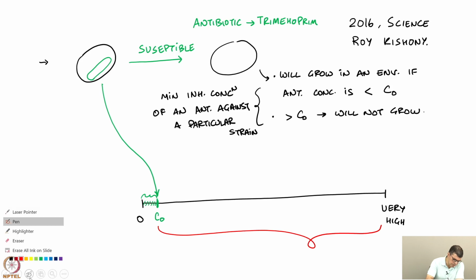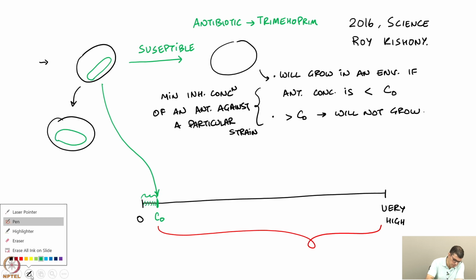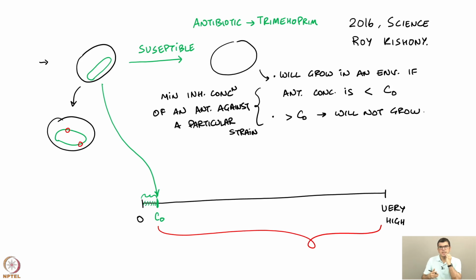However, what can happen is that this individual can evolve to acquire mutations. This is the genome, and it can acquire mutations, and these mutations can facilitate it becoming resistant to the antibiotic. As a result, the MIC associated with this new genotype will increase and maybe go here. This is the new MIC.